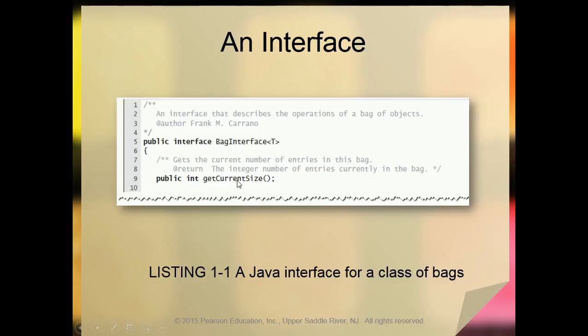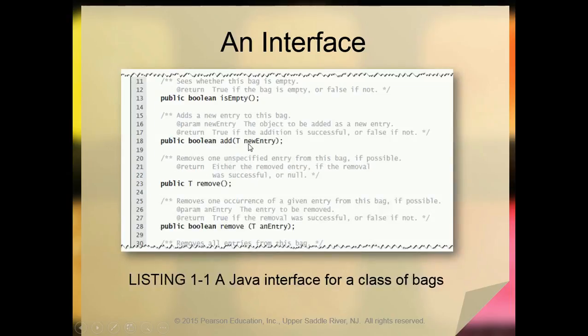For instance, this getCurrentSize method, notice it's just the signature of the method and it doesn't contain any code. We'll talk more in just a minute about how you use the interface. When your class implements the interface, it's in that particular class that you'll actually write code for this method.